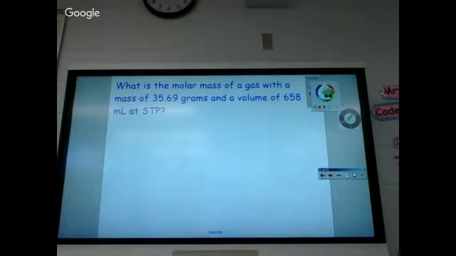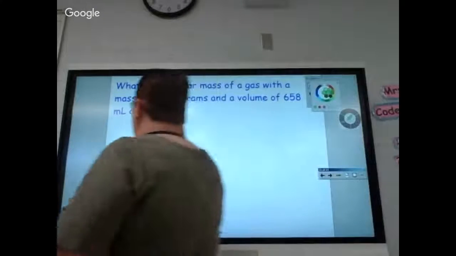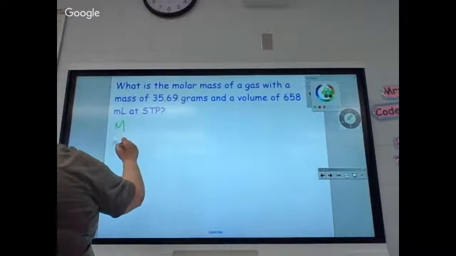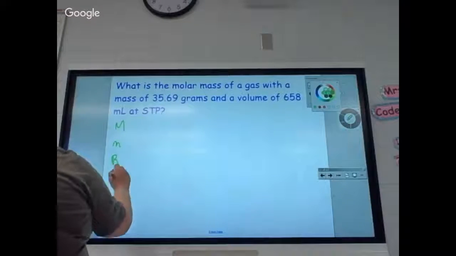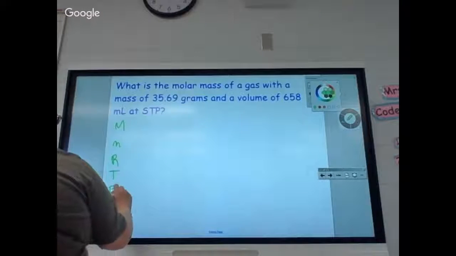So this is one, in a minute when we're practicing, when you're trying to choose the formula to use, I would pick molar mass because it has molar mass in it. Some of you would say, well, why not pick density? Does the formula give you density or say anything about density? Then I would not pick the density formula. So, molar mass, little m, R, T, P, and V.